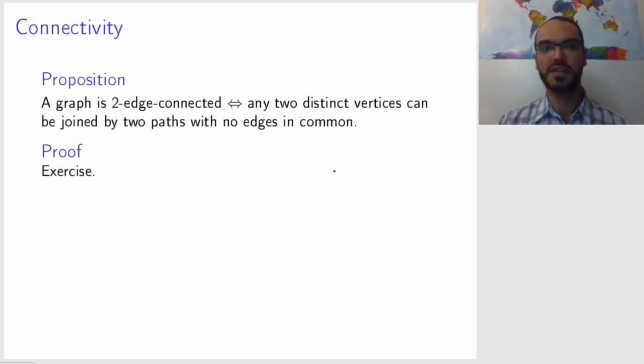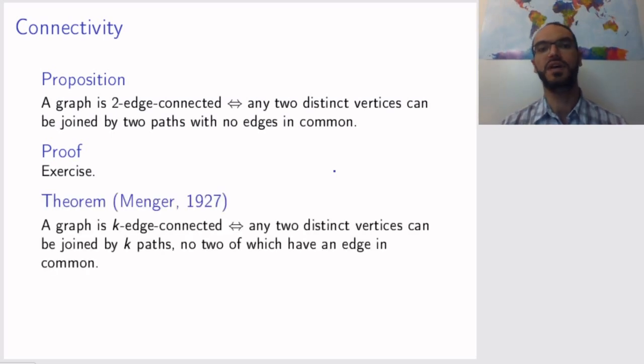It's a special case of a much more difficult proof, a theorem by Menger from 1927 that generalizes this to any k. So a graph is k-edge connected, where k is 2, 3, 4, or whatever, if and only if any two distinct vertices can be joined by k paths such that no two paths have an edge in common. So this proof, if we get time, we will deal with when we talk about matching problems at the very end of the course.